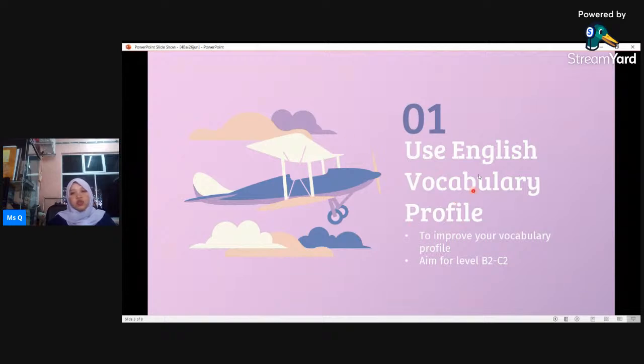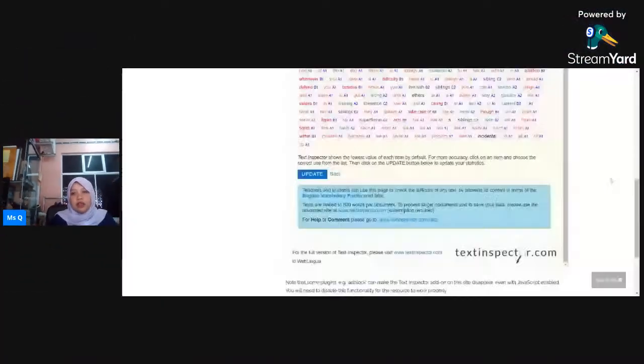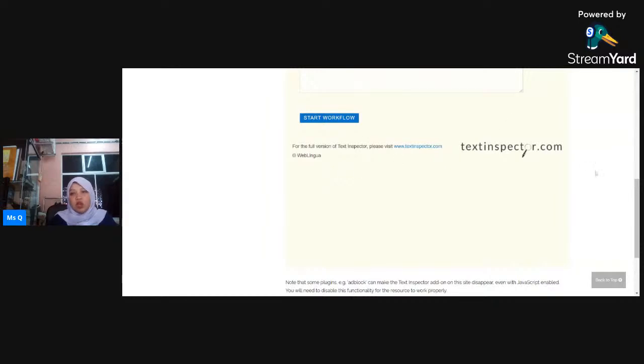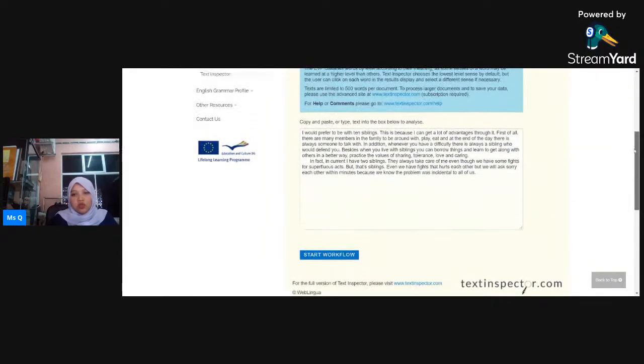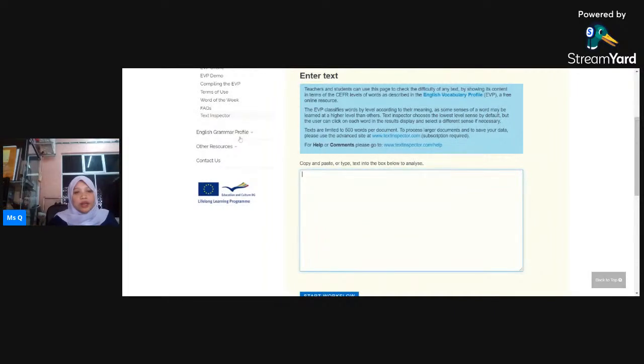So how are you going to use the English Vocabulary Profile? You are going to go to a very specific website. I'm sorry, I'm going to come in and out of the screen a lot because I'm using a lot of tabs. This is the vocabulary profile that you need to use when you try to identify your level. Your level should be at least from B2 to C2. Let's look at how it works. This is the website. Let me just share it in the comment section.